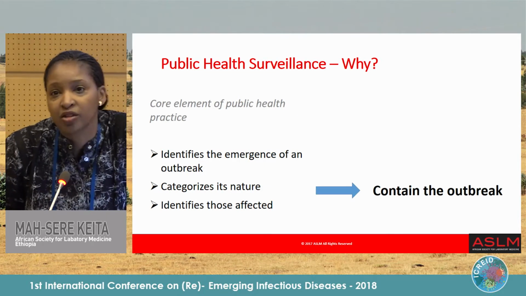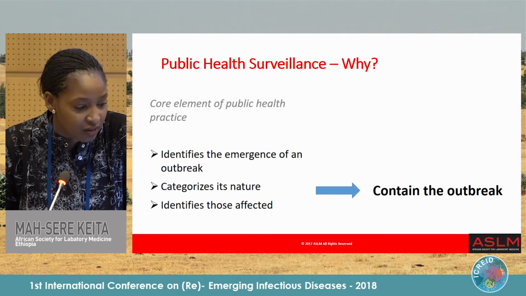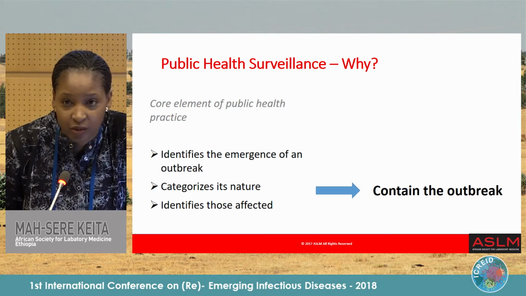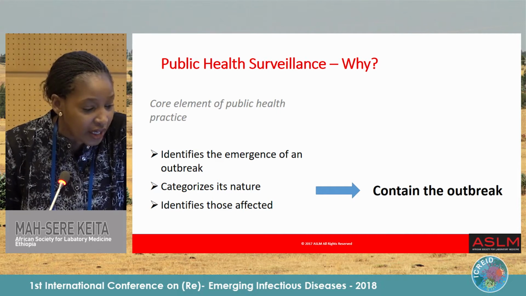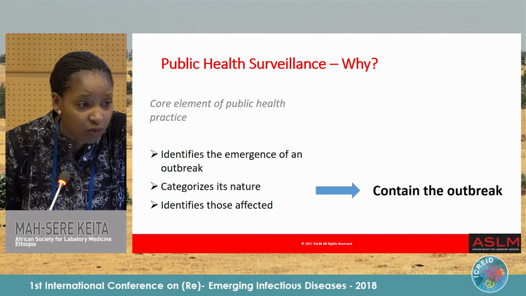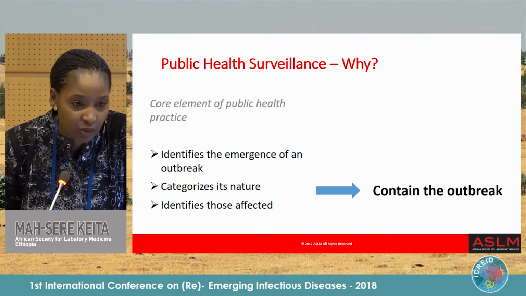Now, public health surveillance, why? It's the core element of public health practice. It identifies the emergence of an outbreak, it categorizes its nature, and it identifies those affected, all for the purpose of containing the outbreak.